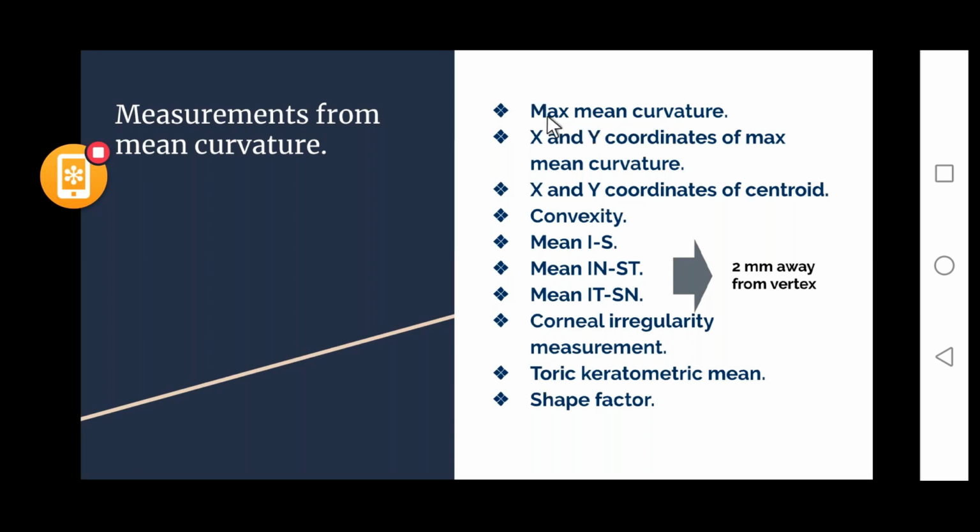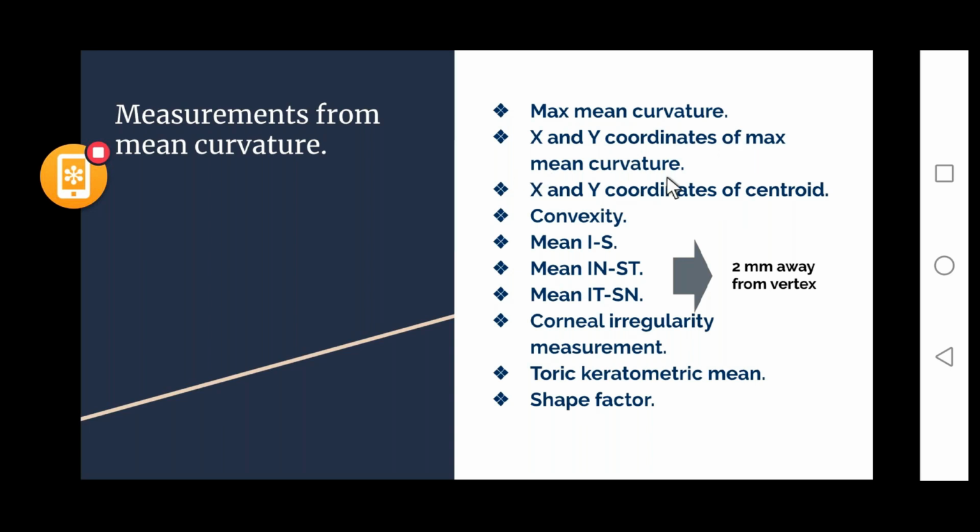The number one value that it gives us is the maximum mean curvature. So what is maximum mean curvature? The name only signifies it: how much is the maximum curvature present on this specific cornea? The second is the x and y coordinates of the maximum mean curvature.